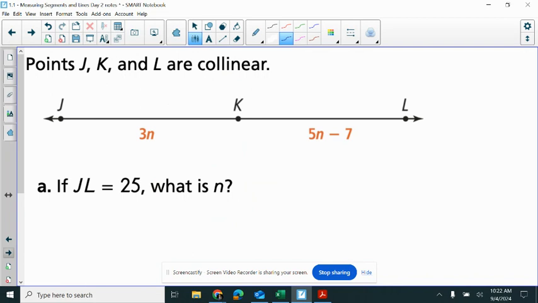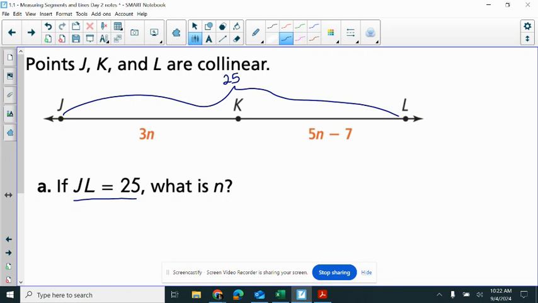Then we can also apply the segment addition postulate with algebra. So we can have some variables in there. In this example, they give me the picture, but they also tell me that JL is 25. Because that's not on the picture yet, the first thing I'm going to do is add that to the picture. Whenever you're given extra information in geometry, always make sure it's on the picture. That's 25. So we're going to set this up the same way, except now I need an equation so I can solve for n.